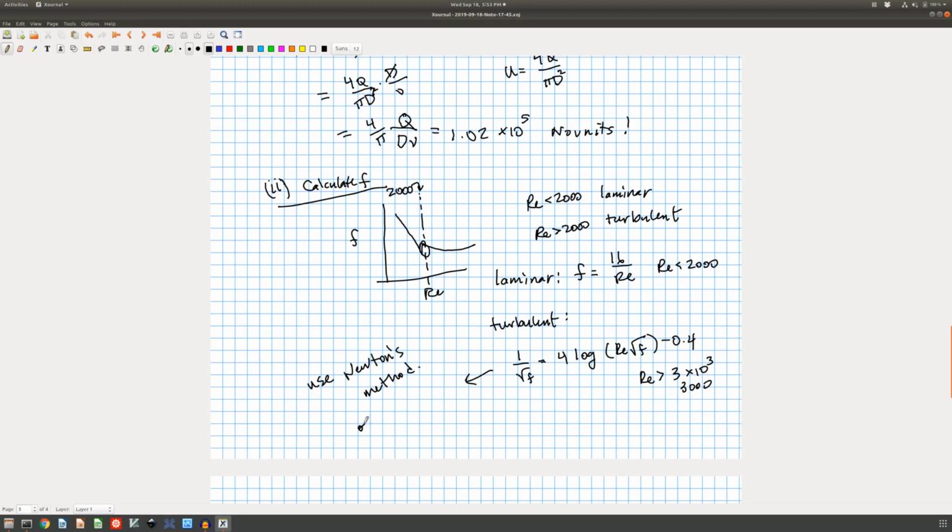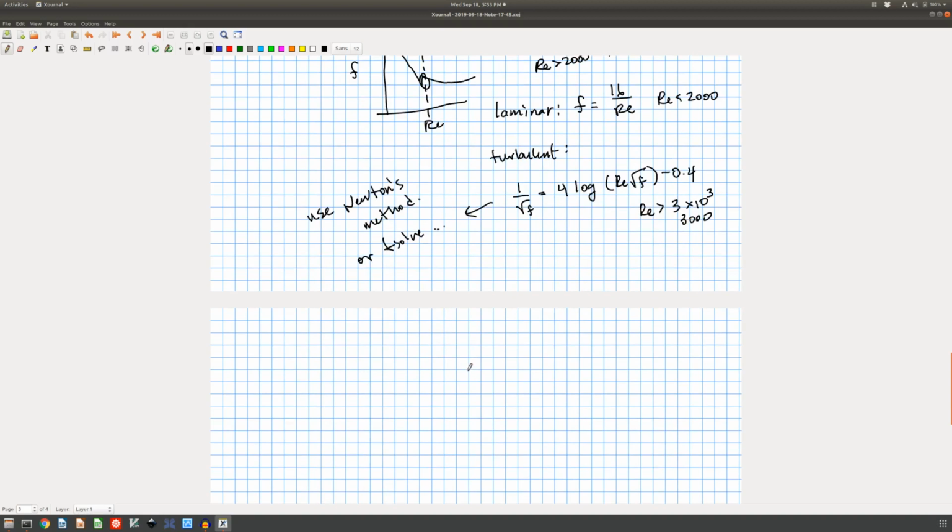Okay, or fsolve, okay? Something in Python. All right, that said, there is a nice cheating expression in the book that will allow you to make a calculation for the friction factor in certain cases for turbulent flow without having to do an iterative method like Newton's method. So there's another expression, and let me write it right here.